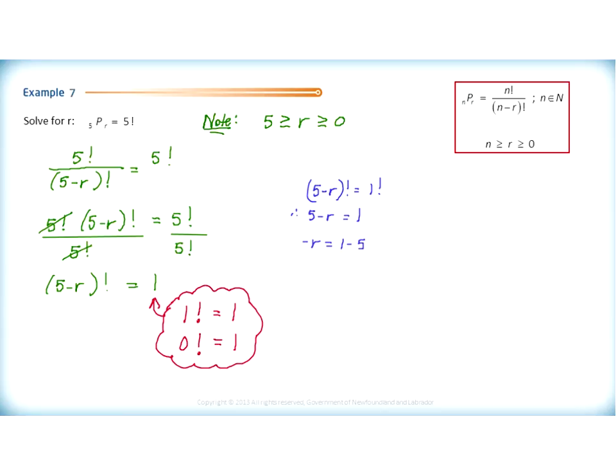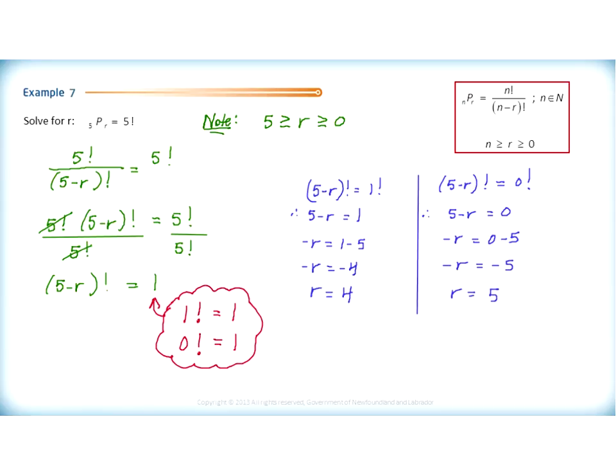So negative r is equal to 1 minus 5, negative r is equal to negative 4, and one value of r is equal to a positive 4. Note in the other case that if 5 minus r factorial is equal to 0 factorial, then we know that 5 minus r must equal 0. So negative r is equal to 0 minus 5. A negative r is equal to a negative 5. So another possible answer is r equals 5.